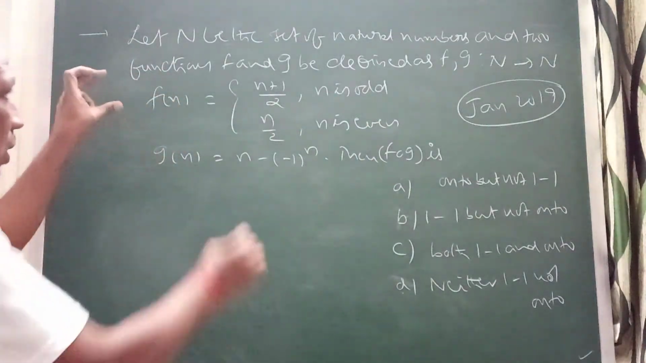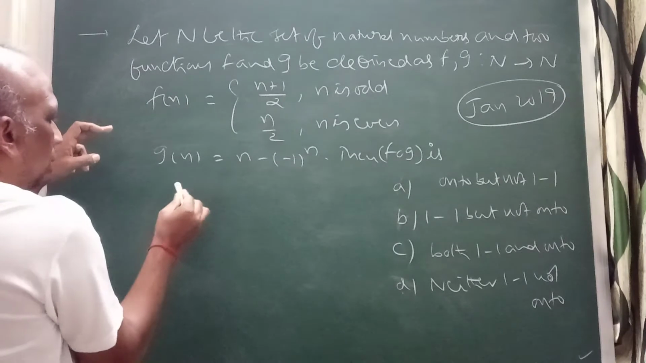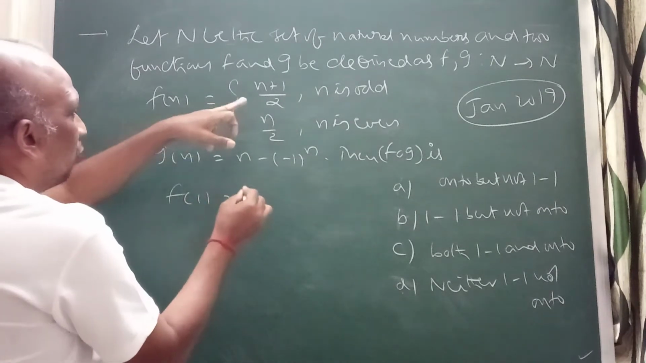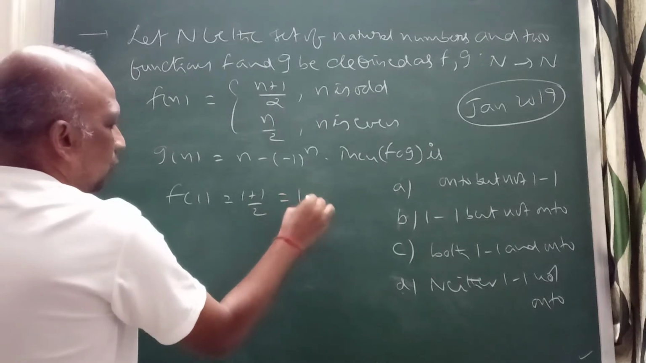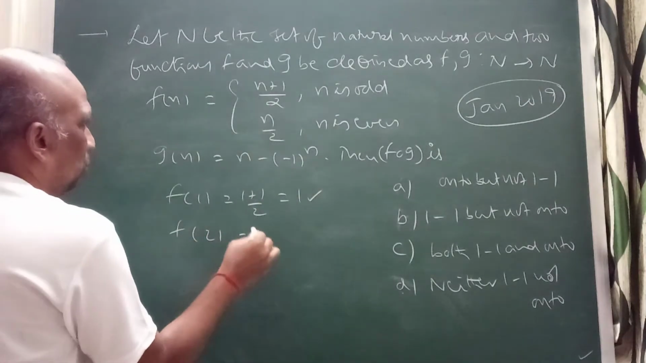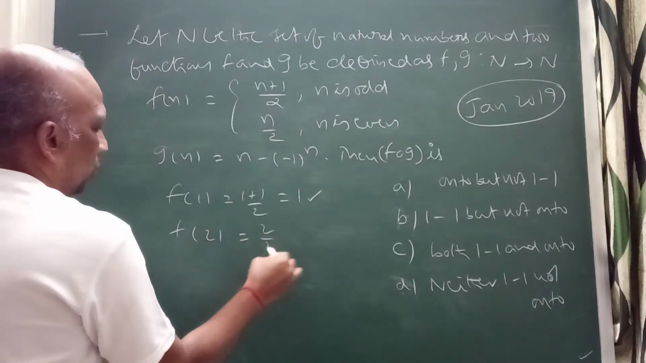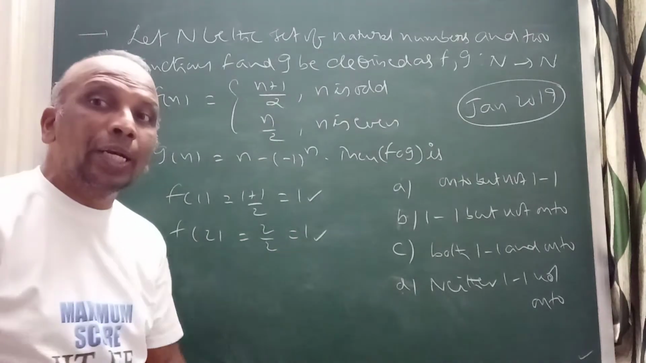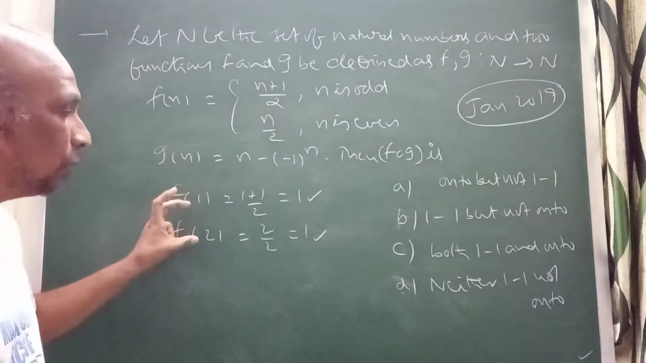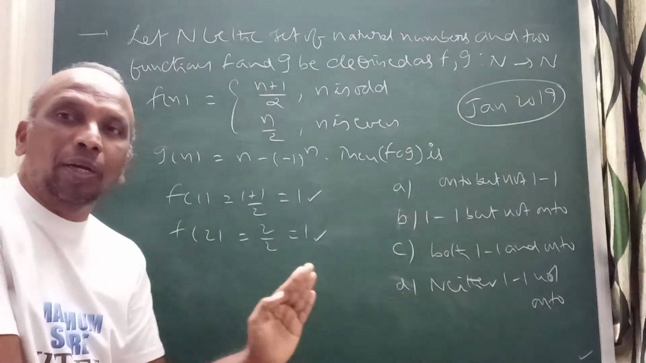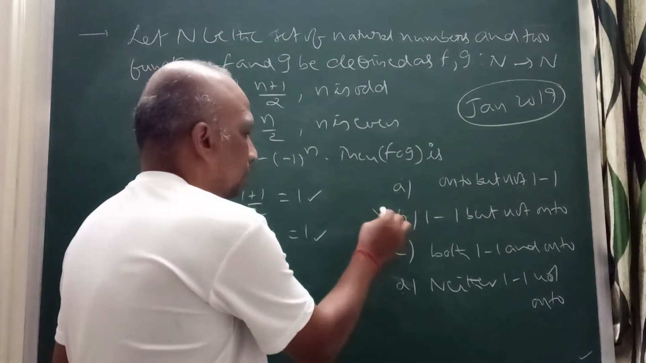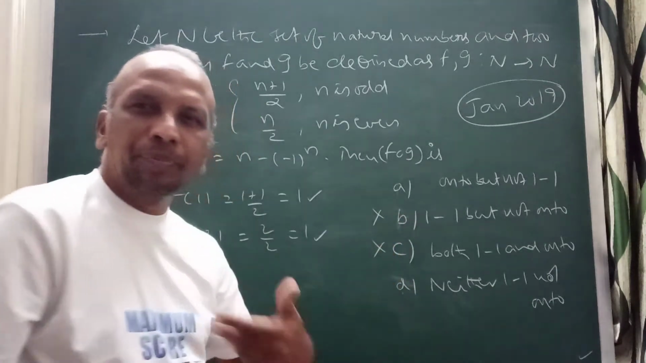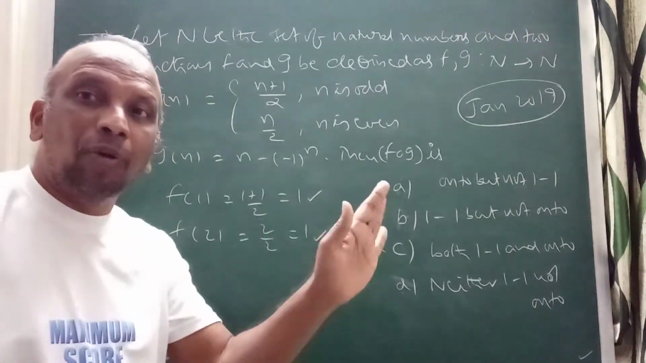You can check this. If you take n odd, f of 1 is (1 plus 1) by 2, it gives only 1. Even if you take f of 2, 2 by 2, that gives 1. That means 1 and 2 have the same image. Since 1 and 2 have the same image, it is not 1-1. Clearly, it is not 1-1, so I can eliminate options B and C.